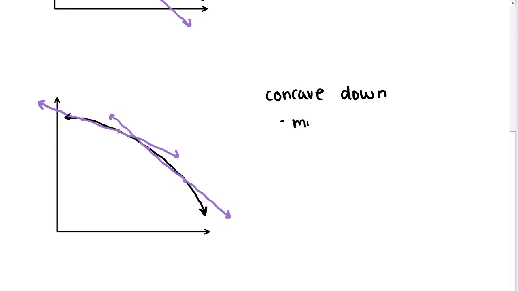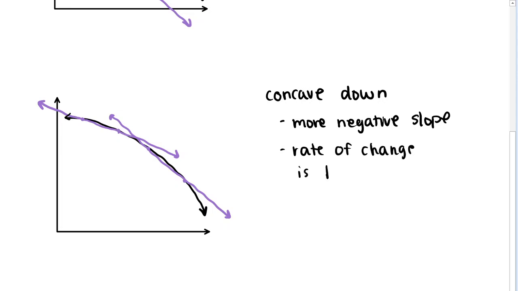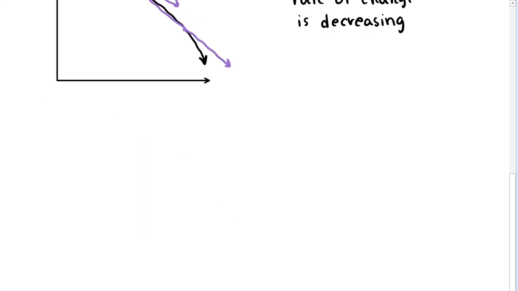So this was a more negative slope. In other words, the rate of change is decreasing, right? Something becoming more negative, I can think of that as decreasing. Right, so this is concave down. So we can often recognize when a function is concave up or concave down by looking at the shape of the graph.